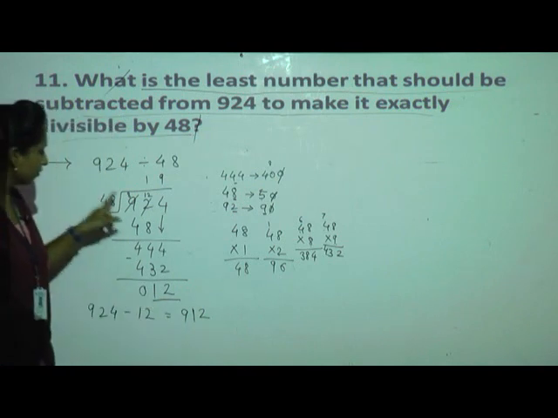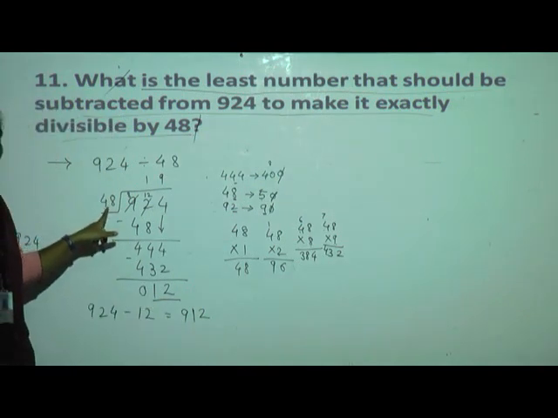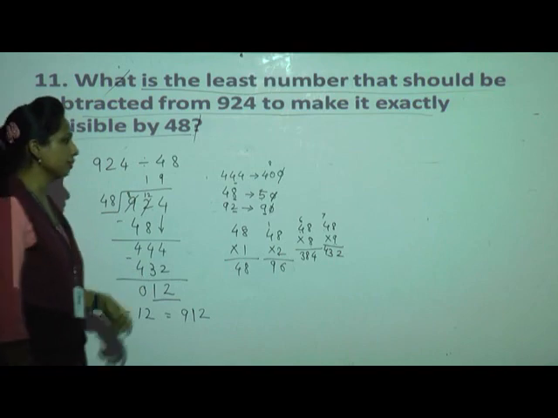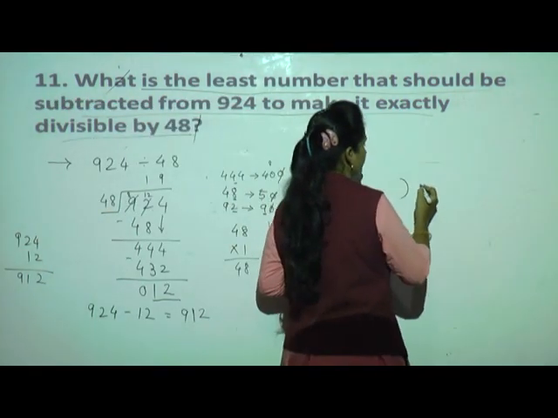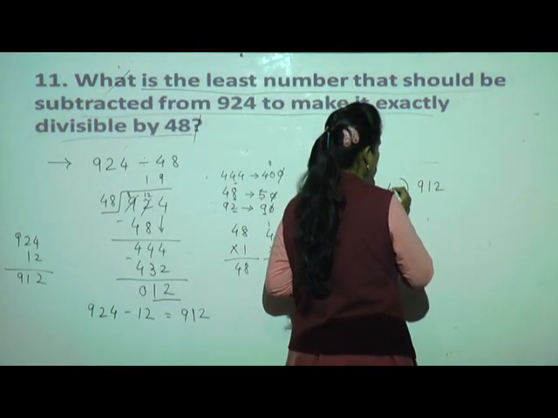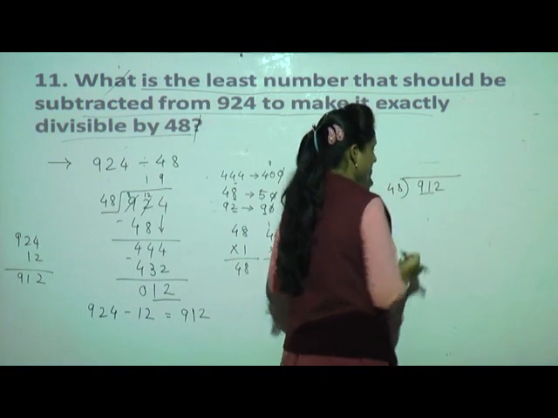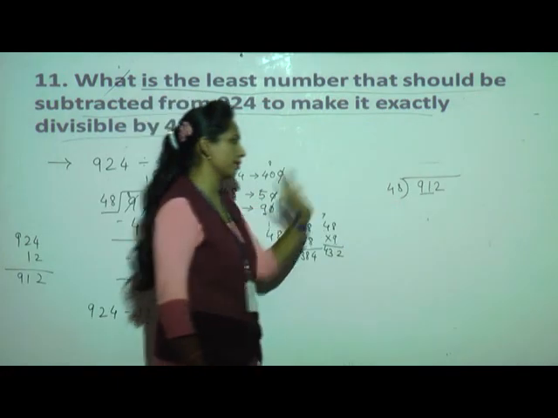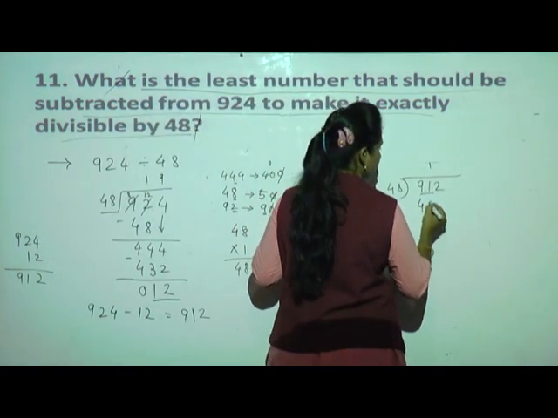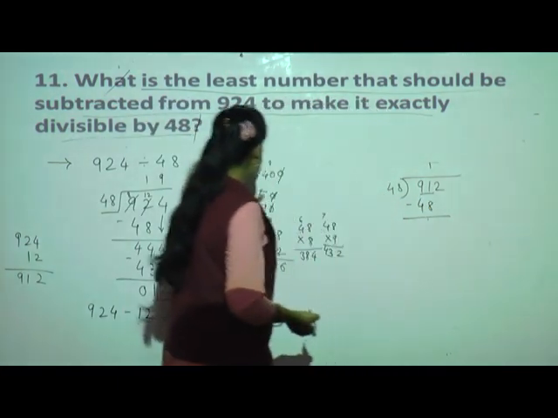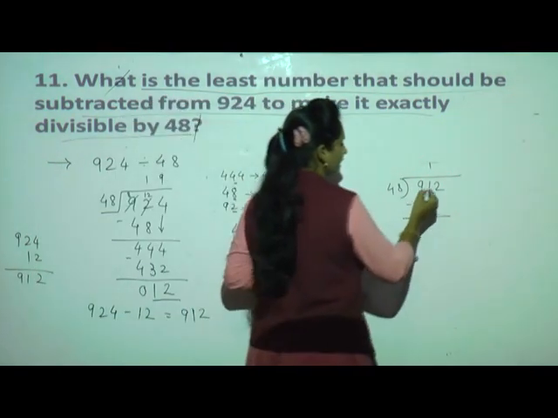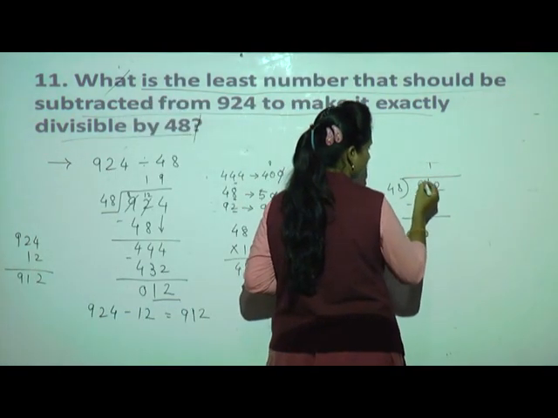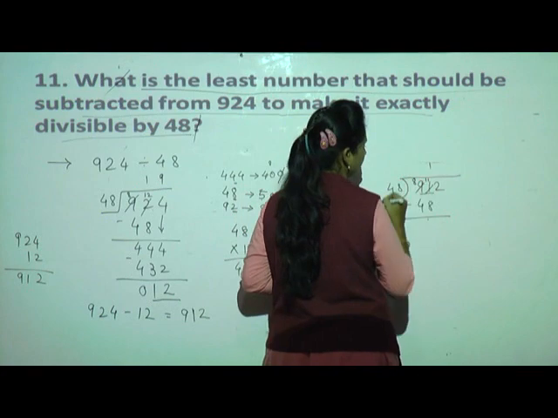See, 912, again if you divide by 48, what will come? The exact number. I'll show you. 48. Now again 91 is there. So 48 2 times is 96. We cannot subtract, so I'll go with 1 only. What will remain? 1 minus 8, we cannot cut, so take a borrow from the neighbor. The neighbor has 9, he will give 1, 8 will remain.